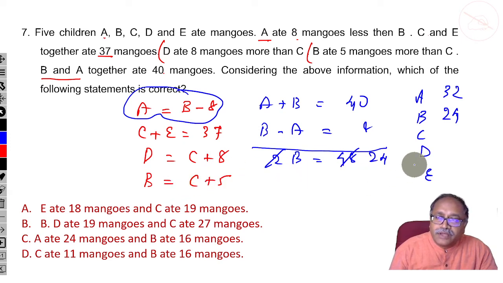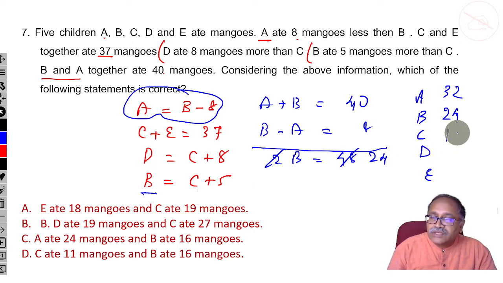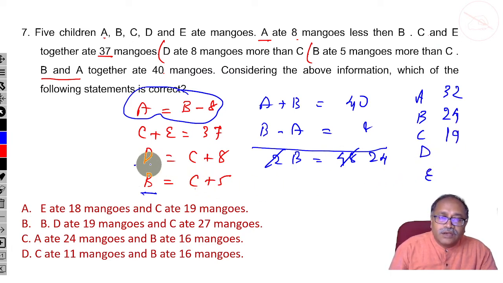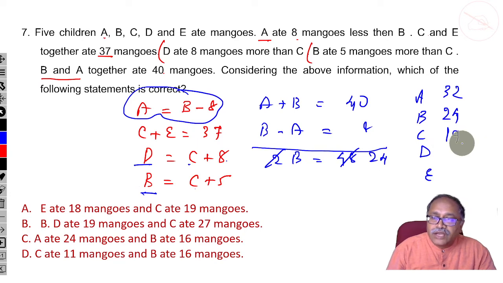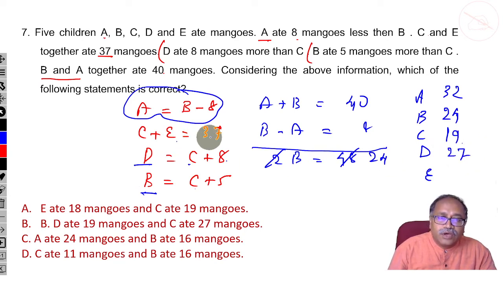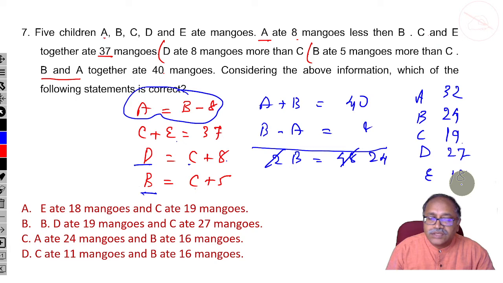The question is simple here. Now what is C? B is equal to C plus 5, so C is equal to B minus 5, that is 24 minus 5, so C is 19. And then D is equal to C plus 8, so 19 plus 8 is 27. And what is E? E is equal to 37 minus C. So 37 minus 19. 37 minus 17 is 20, minus 2, 18. So E is 18.